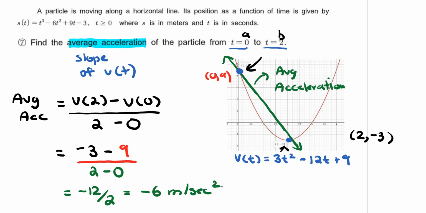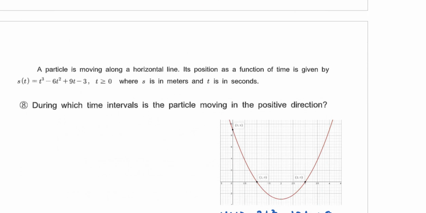And you just need to know that when t is 0, you have a height of 9 here. And when your time is 2, the height is going to be negative 3. And you can plug those numbers into your slope formula there. Okay, so move on now.